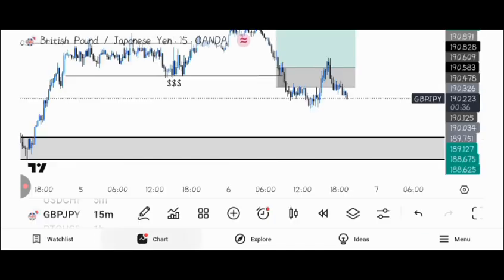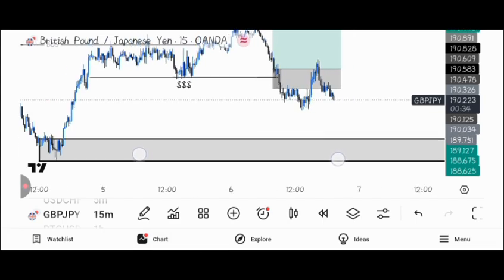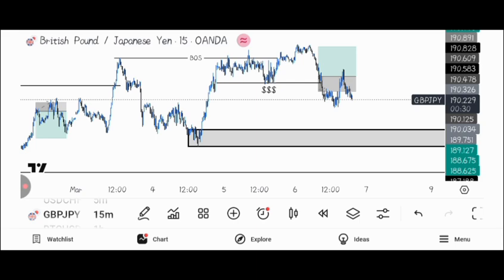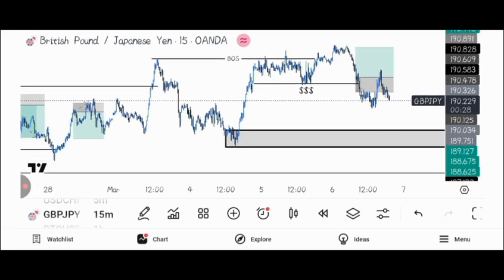So now let me open up a chart, GBPJPY. So if you're asked what is liquidity, liquidity is simply money. It's simply areas where there is money in the market.